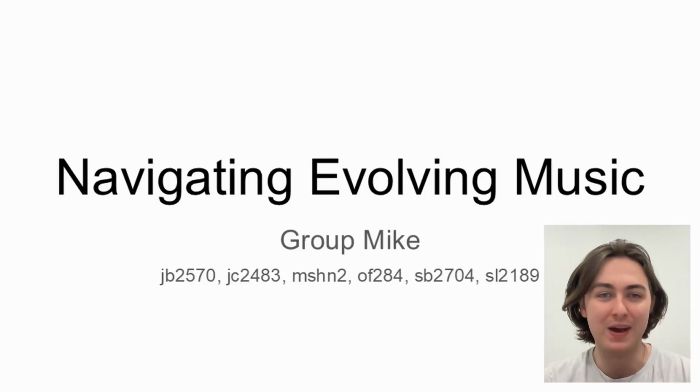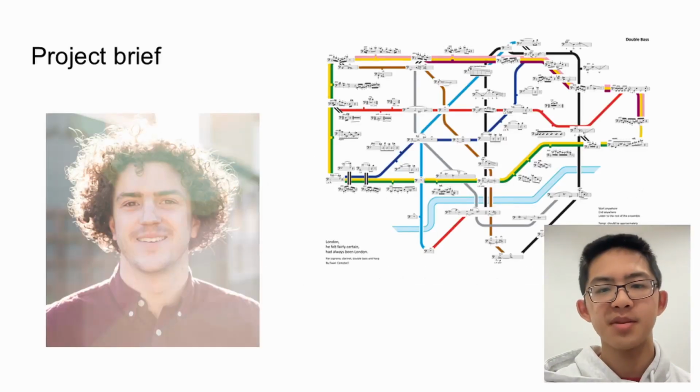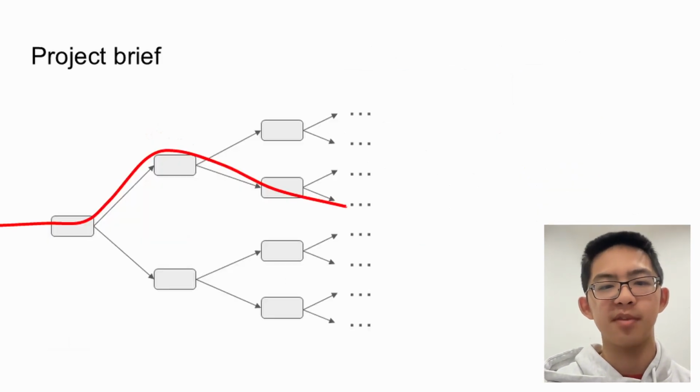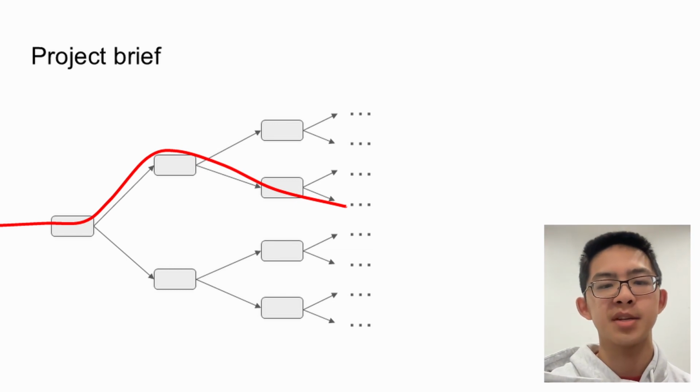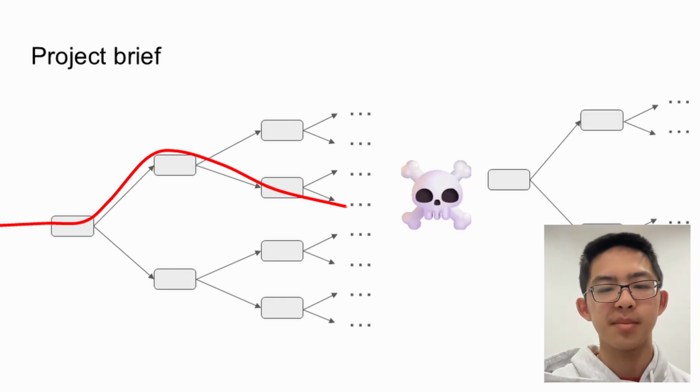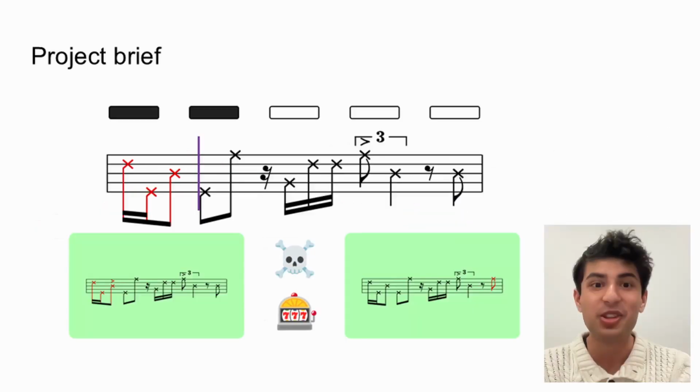Hello, we are Group Mike, presenting our project Navigating Evolving Music. We were commissioned by composer Ewan Campbell to develop an application to facilitate the performance of a non-linear piece, where the progression of the music over time is not predefined. This piece in particular would use the evolution of the music to portray the evolution of life, complete with mass extinction events.